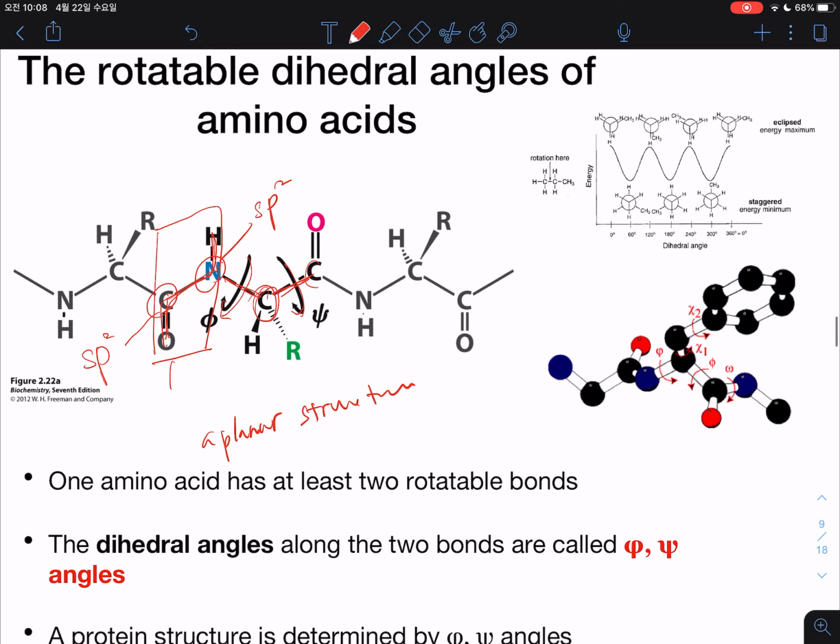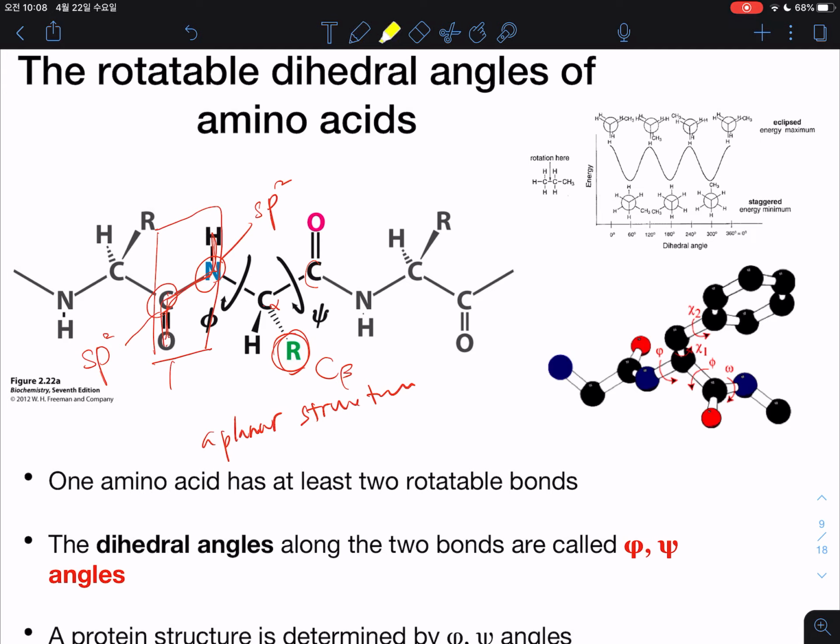The bond between this N and this C, we call this C the C alpha, because there is an R group. The R group starts with a C beta, right? Oh, I wrote it wrong. So this C is called C alpha, and this R group starts from C beta.